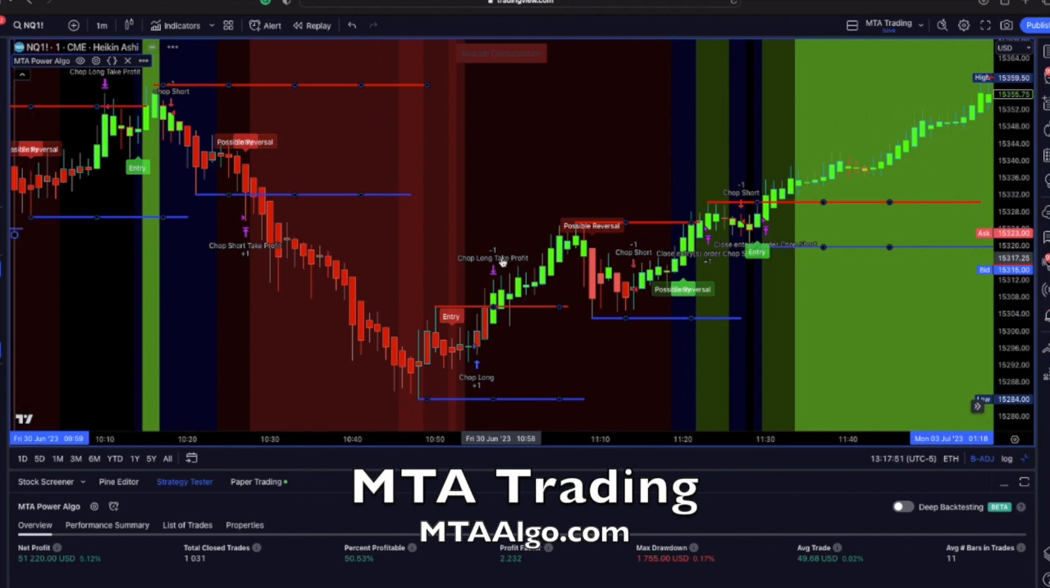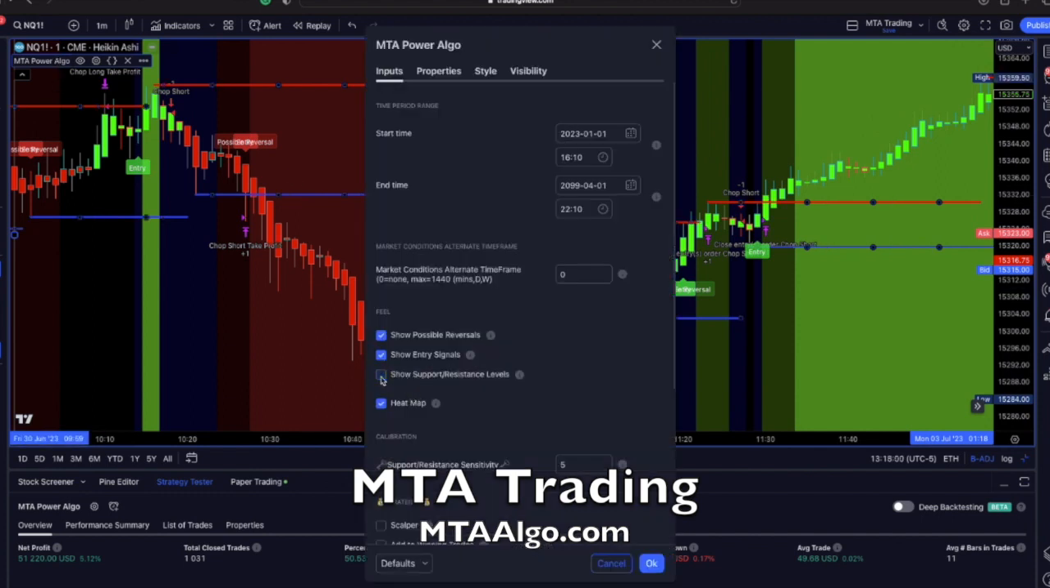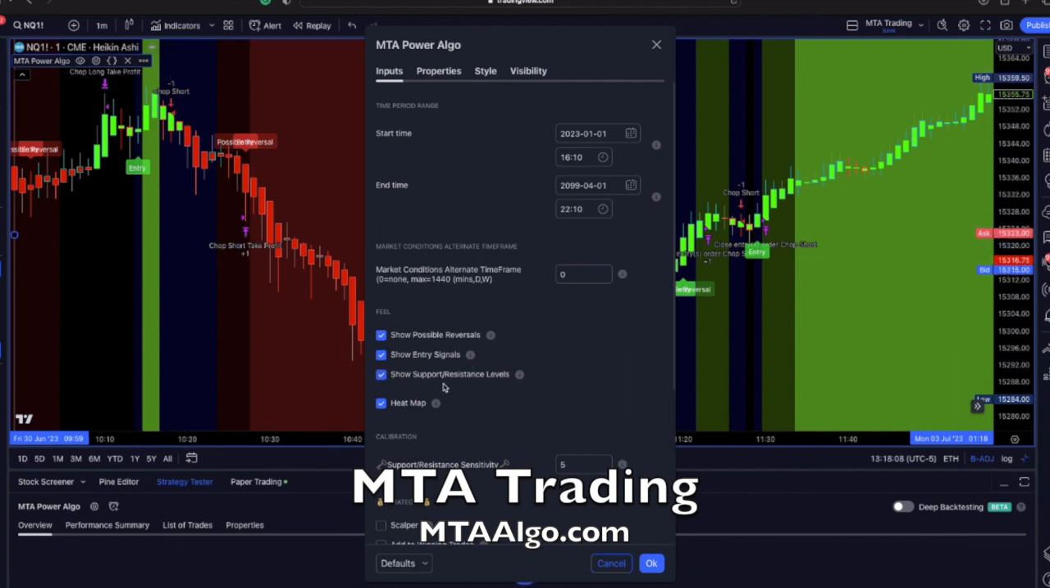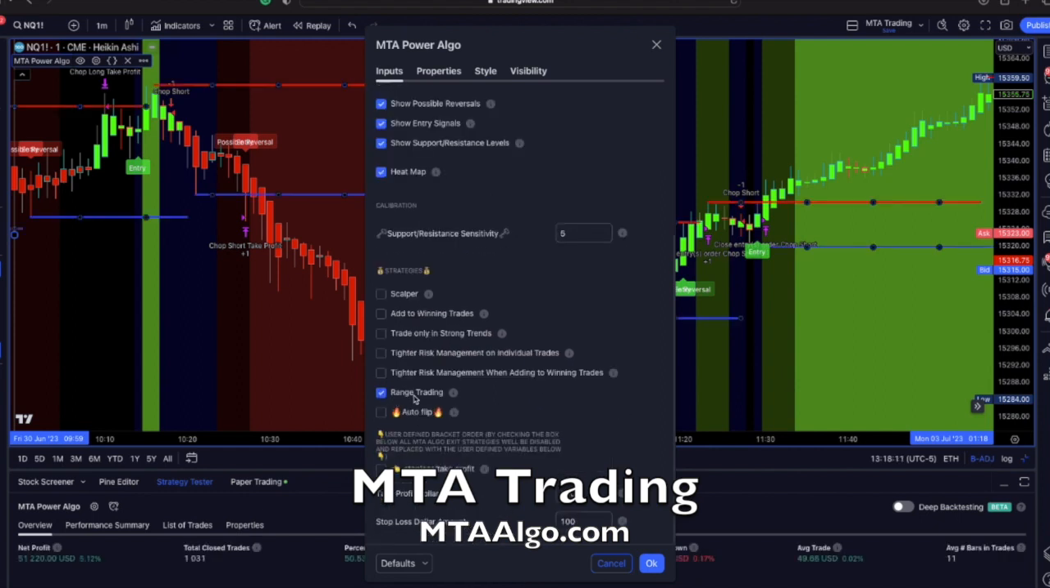Trading this manually can be difficult. It will be a lot easier if you make sure that the support and resistance level is turned on so you can see it. If you don't see it, you can see that it still works. You're just kind of flying blind there. So that's pretty self-explanatory. It's called range trading.